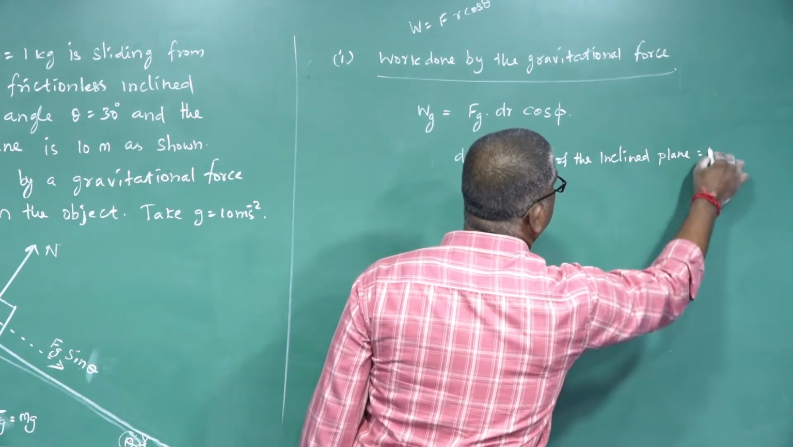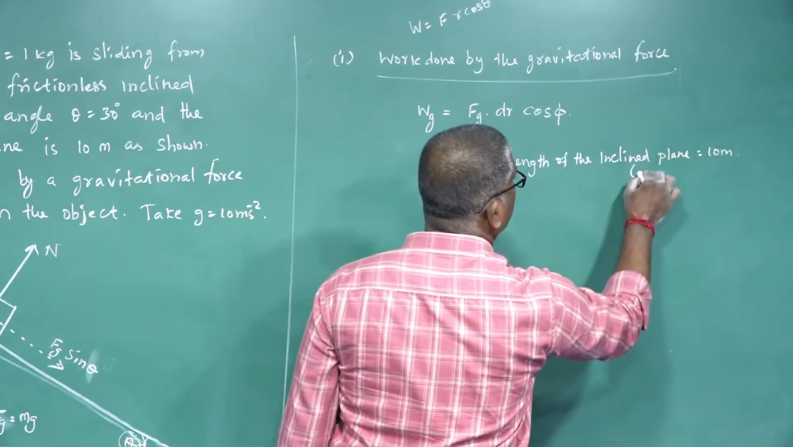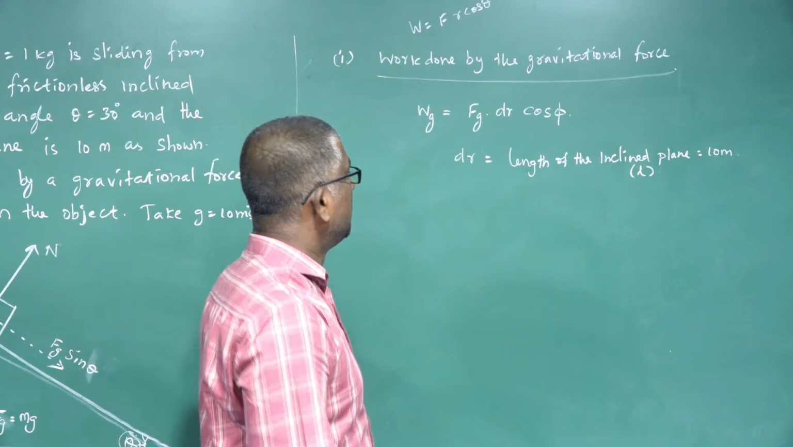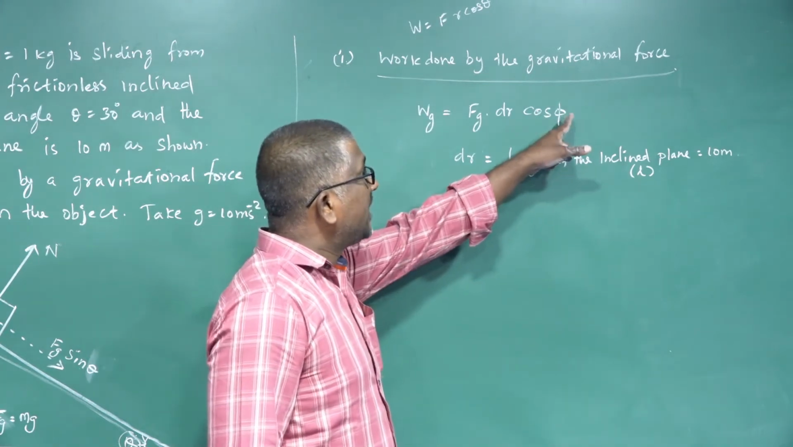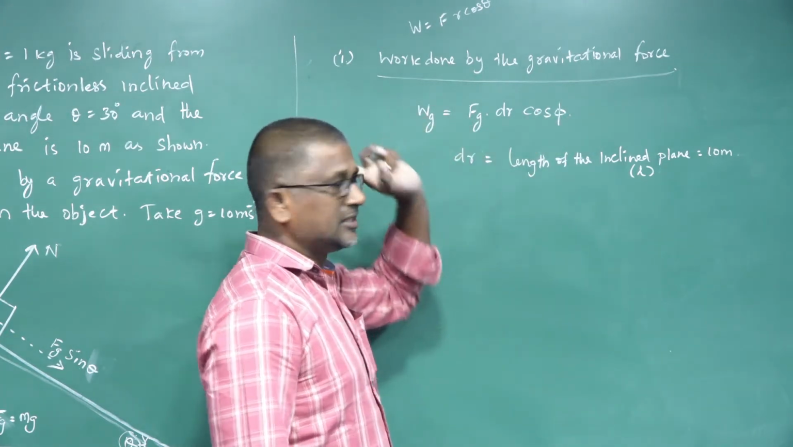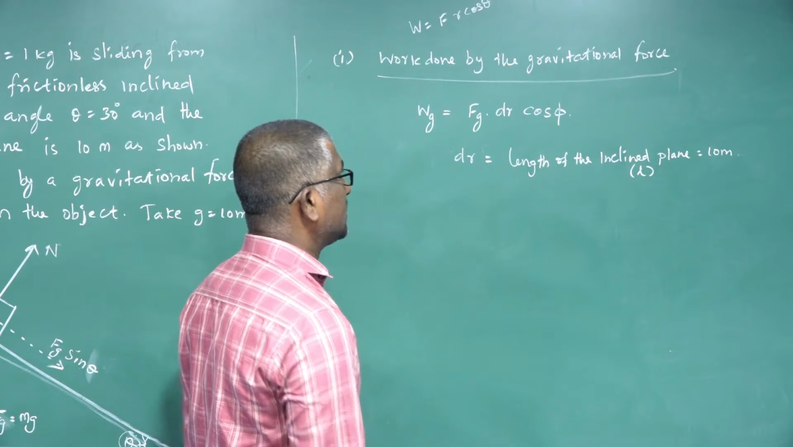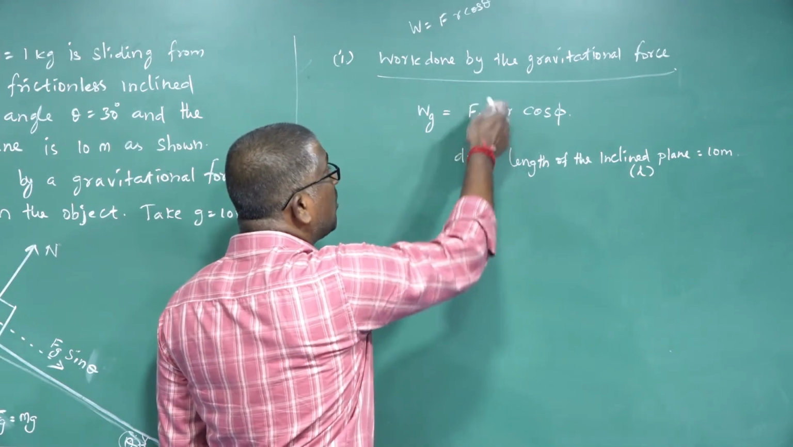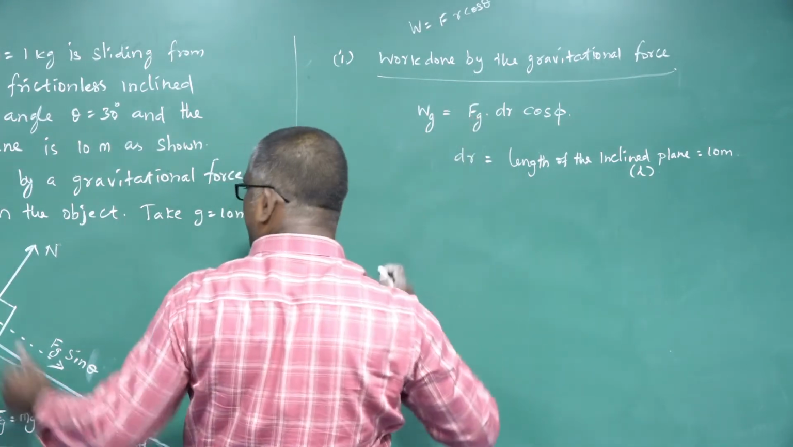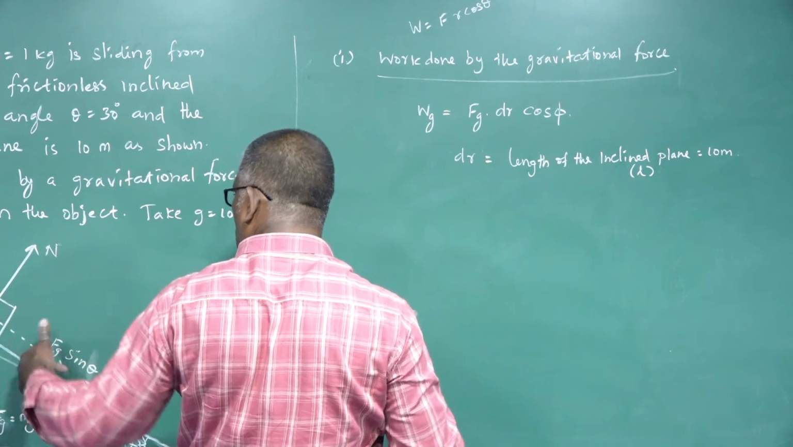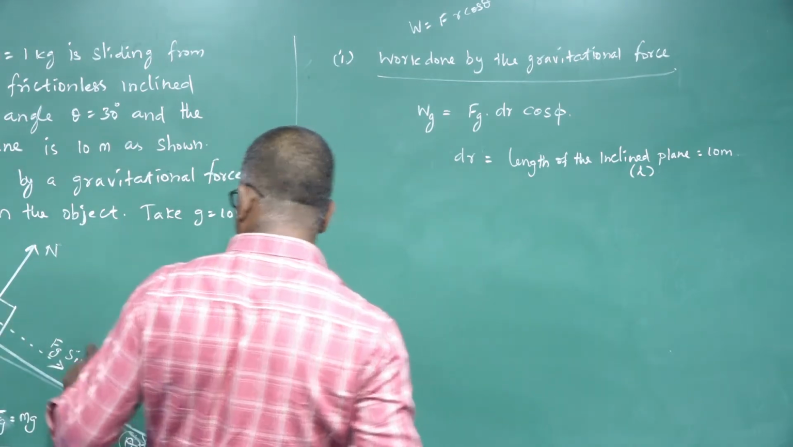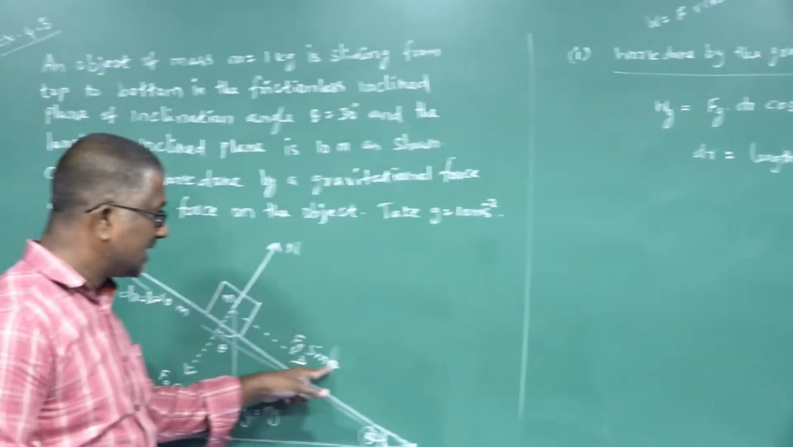The length of the plane is 10 meter. Right. And what is phi? Angle between force and the displacement. Right. Here, which component of gravitational force makes the object move on the surface of the inclined plane? That is the sine component. That is Fg sin theta.